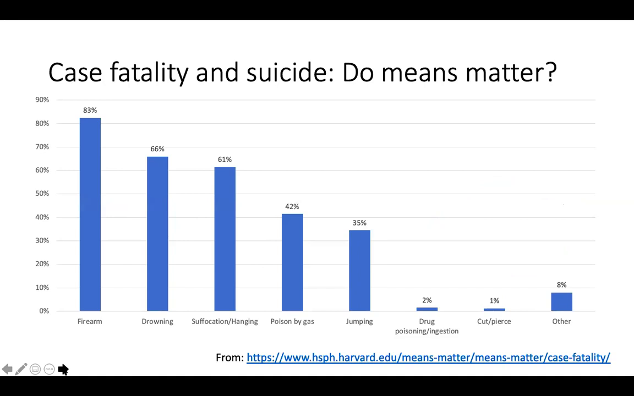And then just to close, my own research is heavily involved with suicide prevention, and we also think about case fatality. These are estimates from a group of researchers at Harvard who looked at case fatality when you attempt suicide using different means. If you attempt suicide with a firearm, 83% of those who attempt with a firearm will die from it, relative to, for example, jumping, where around a third of the individuals who attempt suicide by jumping will die from it. And for drug ingestion, the case fatality estimate is only 2%. We use information and data like this to think through how we could use it to inform our suicide prevention efforts.